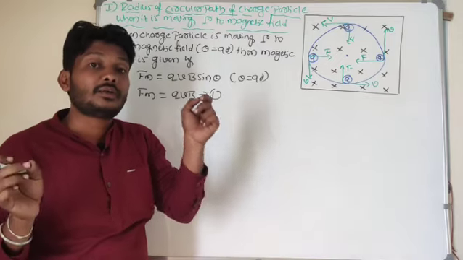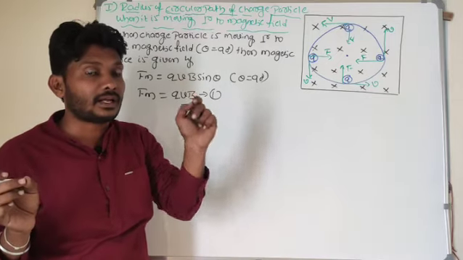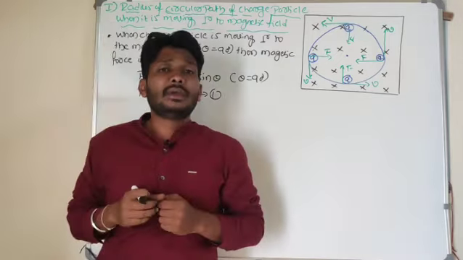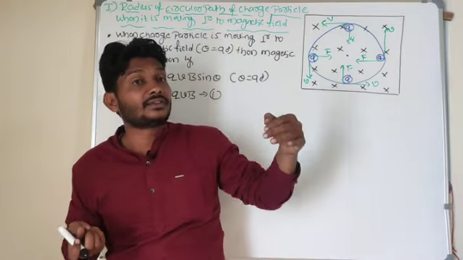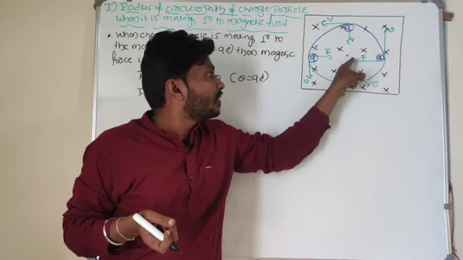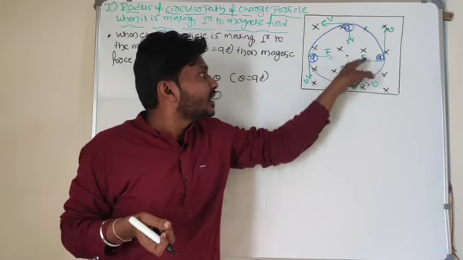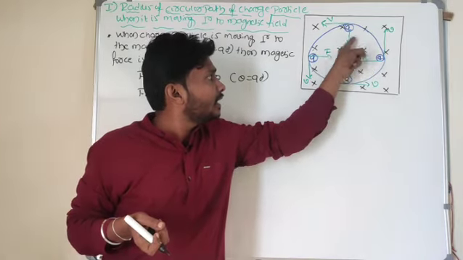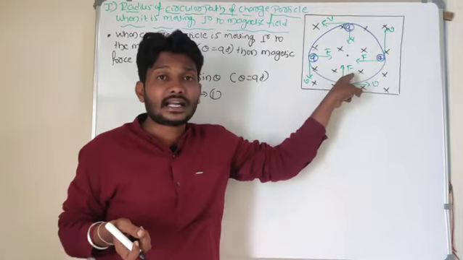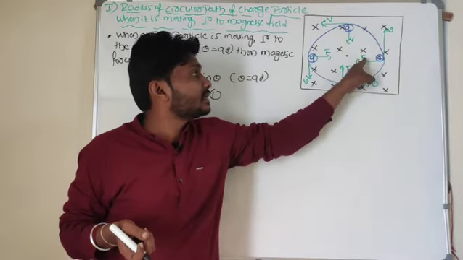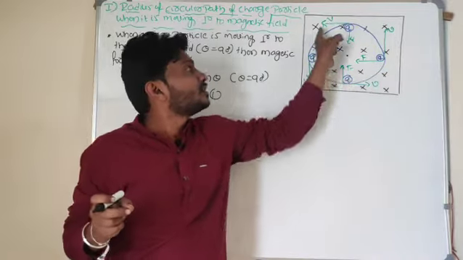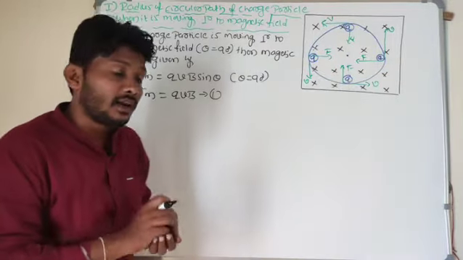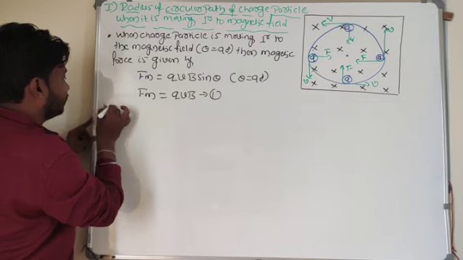In first PU chapter, we got the expression for centripetal force. What is the meaning of centripetal force? The force which is acting towards the center of the circle. Whatever the magnetic force is there, it is acting in the same inward direction. It means that the necessary centripetal force is provided by the magnetic force here, so that the charged particle is moving along a circular path.